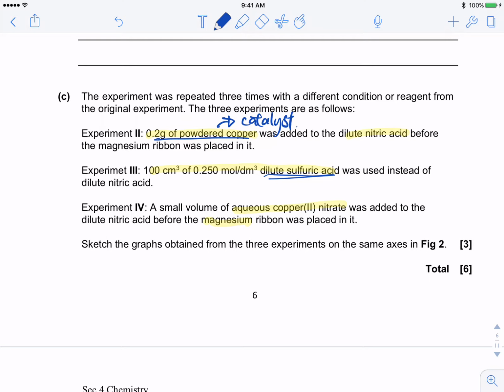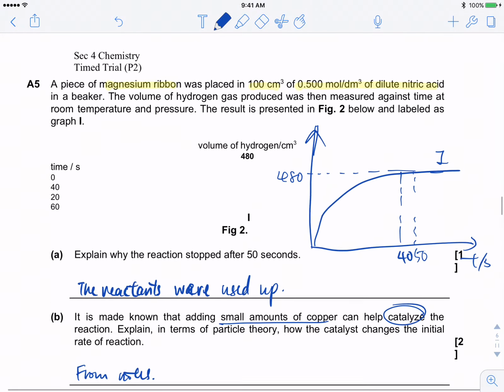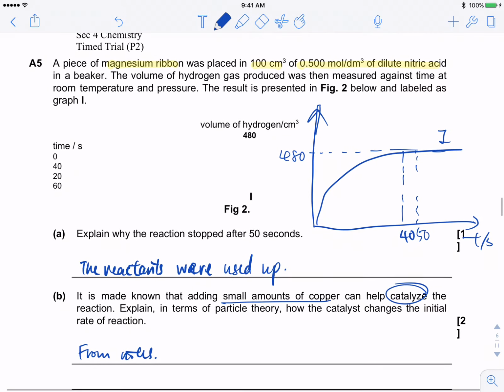Now, sulfuric acid versus nitric acid, is there a difference? And is there a difference in their concentration? Let's see. First, this is 100 cm cube of 0.5 mole per dm cube of dilute nitric acid. Now, what is the concentration of H plus here? I wanted to ask the concentration. So the concentration is 0.500 molar.